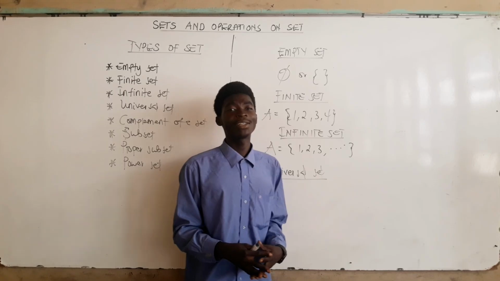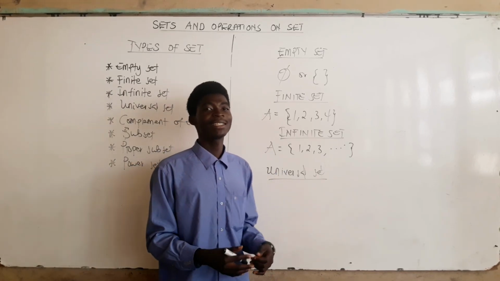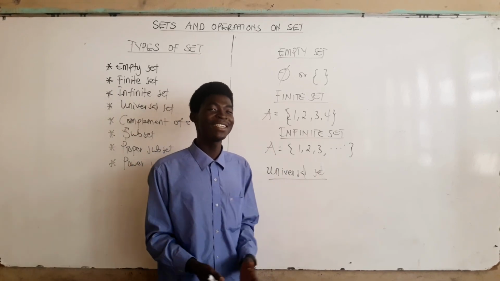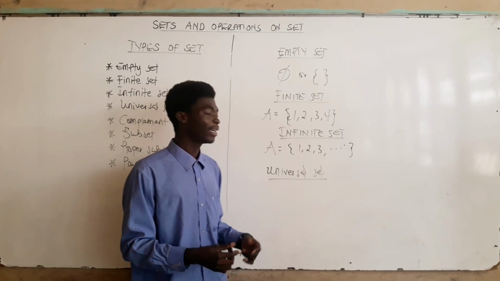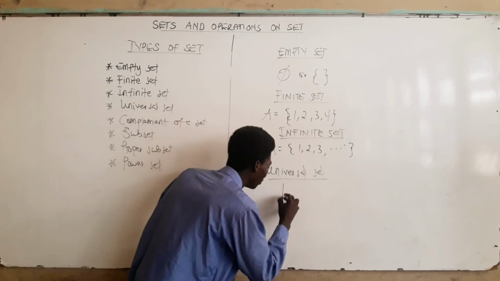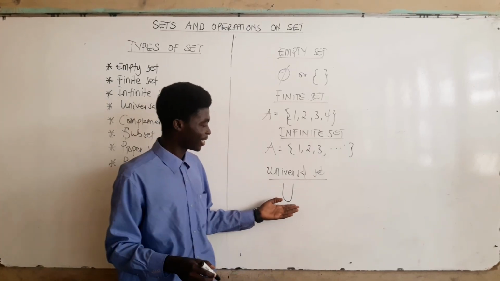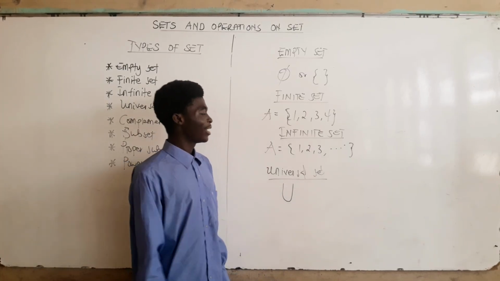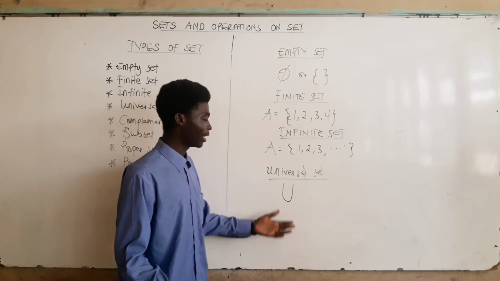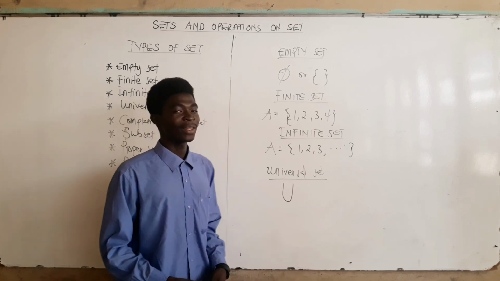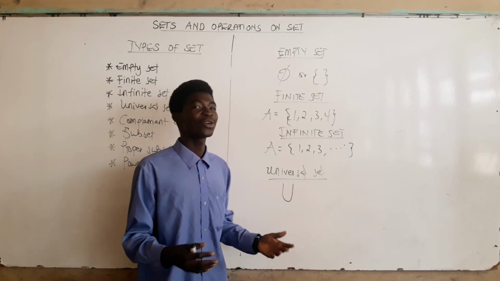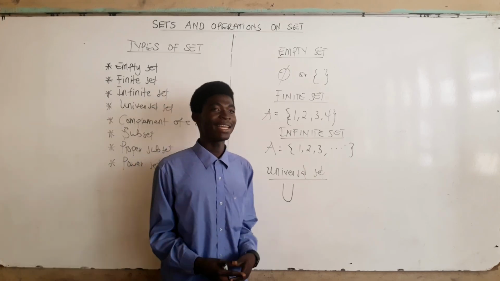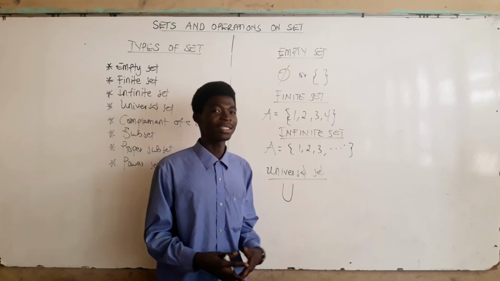So now, a universal set. A universal set is a set that contains all the elements under consideration, and it is usually denoted by the capital letter U. So this is the universal set we're talking about. I'm going to talk more about all these in my next video when we are solving some practical questions.